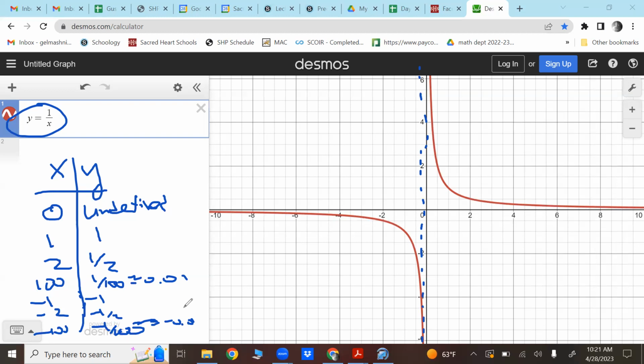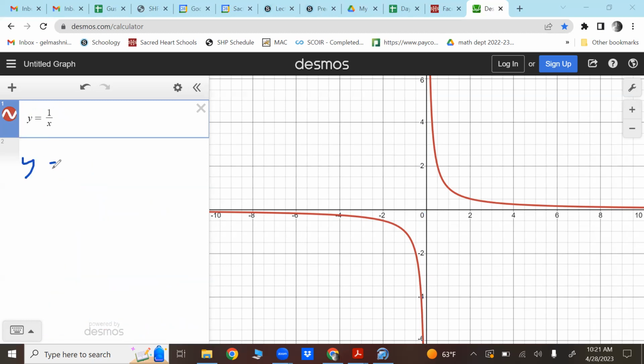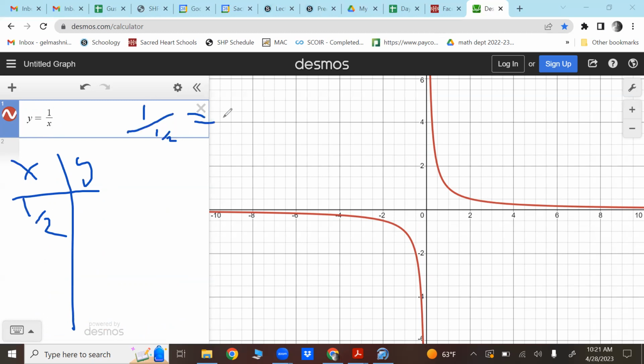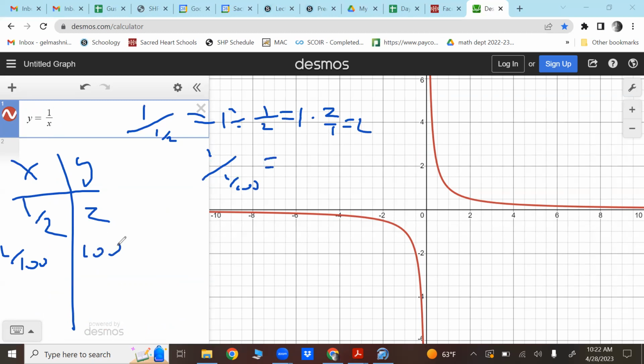But if I were to clear my screen, what if I were to plug in 1/2? What would y equal now? What's 1 over 1/2? That's like 1 divided by 1/2, right? What happens if you divide fractions? You flip the second fraction, you get 2. What if I plug in 1 out of 100? What would I get? You get 100. So do you see why the graph goes haywire as you get closer to the y-axis? It starts shooting up forever, shooting down forever.